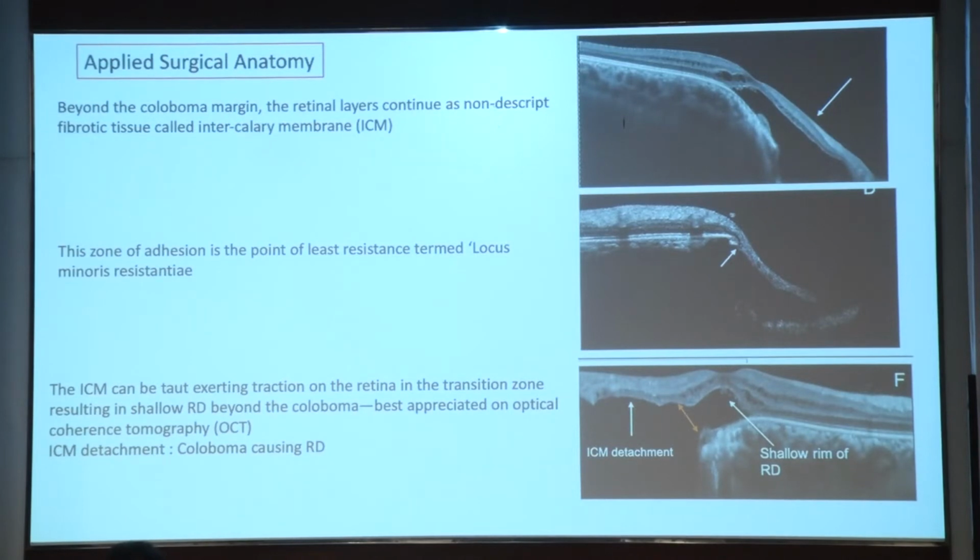So now you have a coloboma patient sitting in front of you. What are the concerns? The first thing is try to find out the break preoperatively. And since the intercalary membrane is very thin, it's just atrophic. There is no contrast. The breaks that are located in the intercalary membrane are not going to be easy to identify. So you will have to spend some time there.